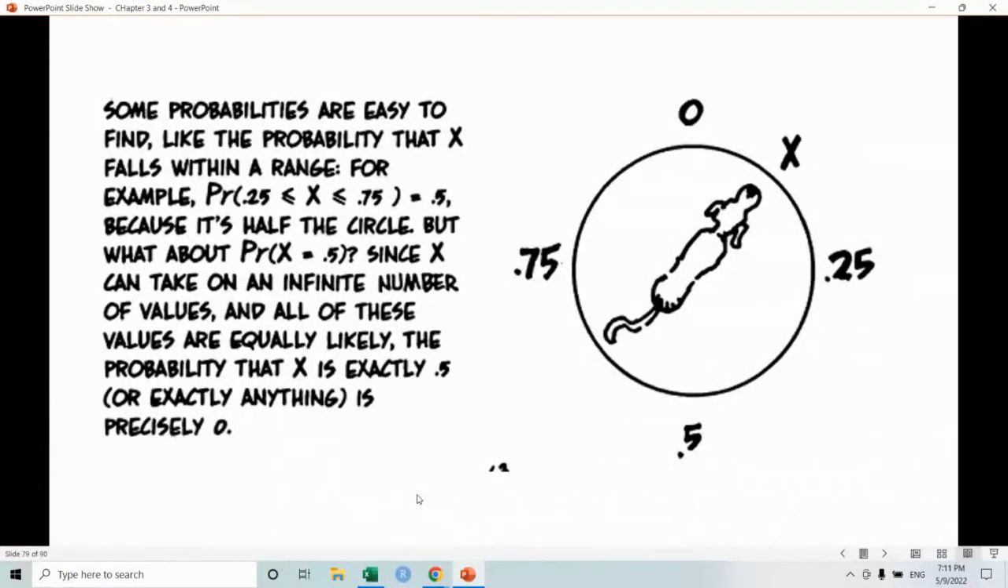So some probabilities are easy to find, like the probability that x falls within a range, for example, 0.25 to 0.75. So that's kind of like looking at a clock, right? Anywhere between 0.25 and 0.75. So anywhere in between here, what's the probability of that happening? Because it's half the circle, so we know the probability is 0.5. So since x can take on any infinite number of values, and all of these values are equally likely, the probability that x is exactly 0.5 or exactly anything is precisely 0, right? Because we really don't know. It could be any value in between 0.25 and 0.75 on this particular scale.